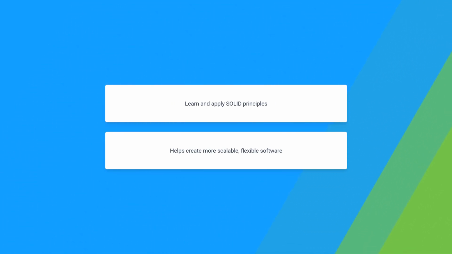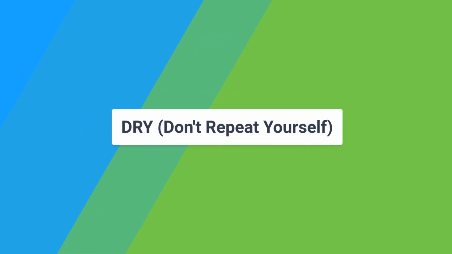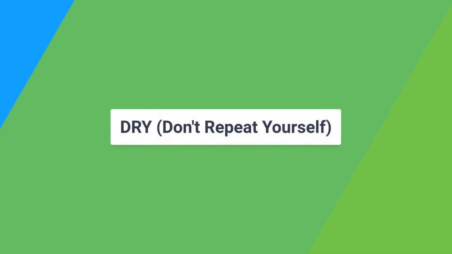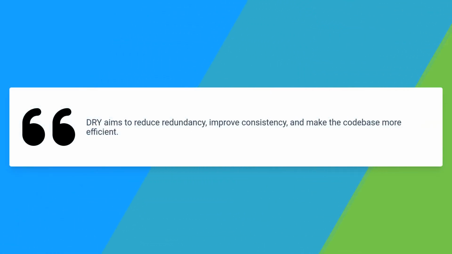DRY, or don't repeat yourself, is a software development principle that encourages the elimination of code duplication. The idea is to promote code reusability and maintainability by ensuring that a particular piece of knowledge, code, logic, or functionality is expressed in only one place in the codebase. DRY aims to reduce redundancy, improve consistency, and make the codebase more efficient.